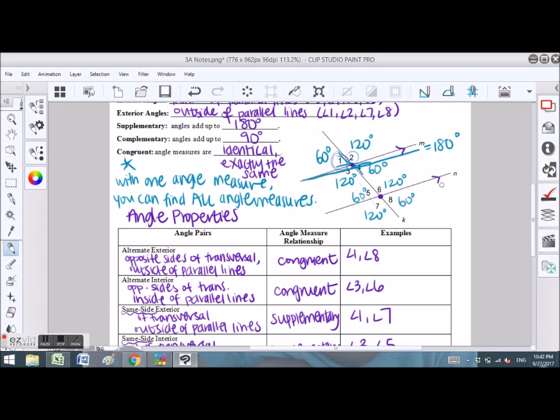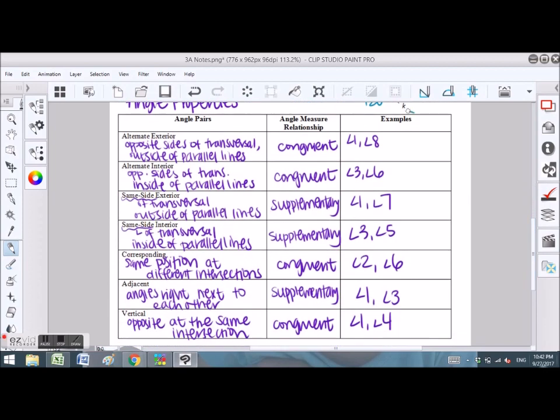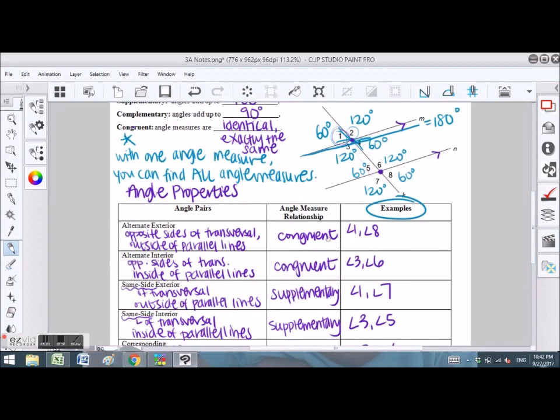So now before you begin on your independent practice, I want you to find at least one more example of each of these using the diagram. There's at least 2 examples for every single one of them. We only covered one, so I want you to find your own examples.